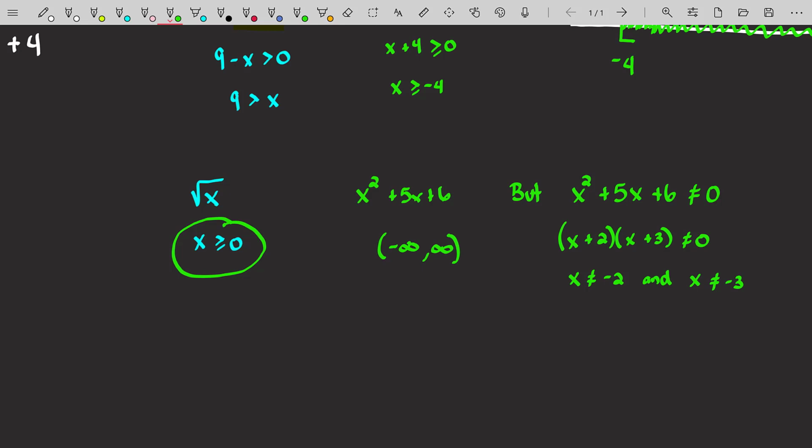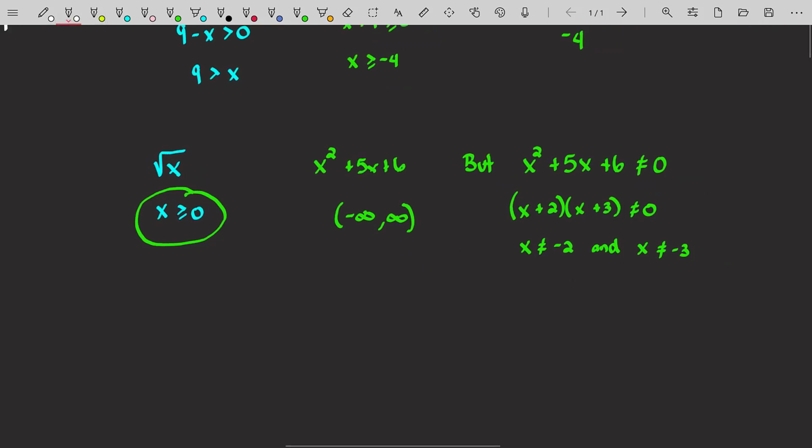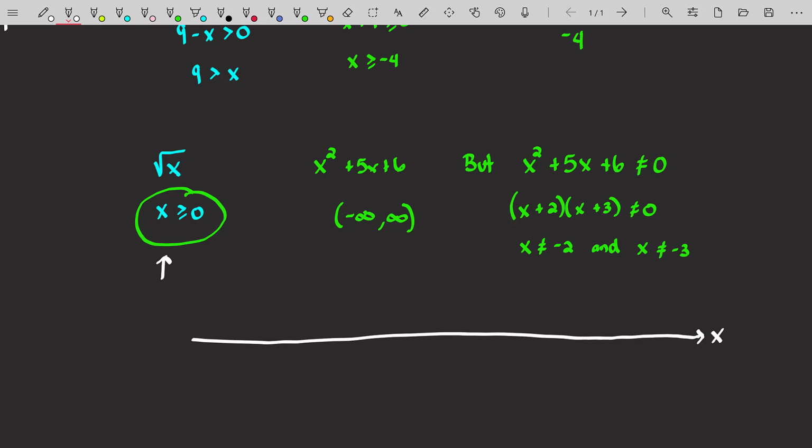So the overall domain, if I were to draw out a number line, and this is why we teach you to draw number lines way back when, is because when you're working with domains of functions, it tends to make the work a lot easier. So I'll start by saying, well, this function right here requires my x values to be greater than or equal to 0.